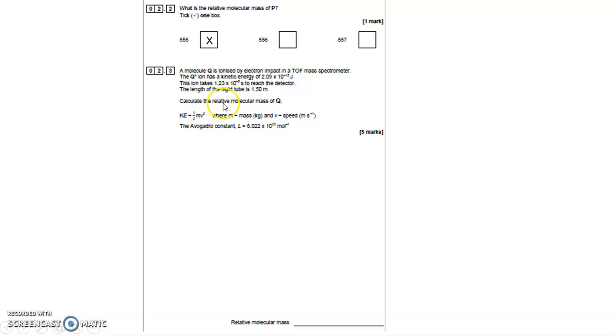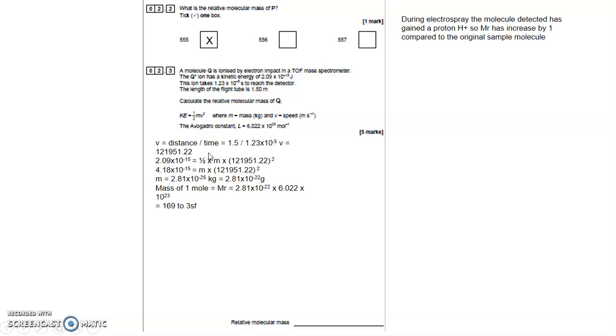V squared, well, velocity is another word for speed, so velocity is distance divided by time. We've got the distance, or the length of the tube, is 1.5. We've got the time taken to reach the detector, so therefore we can work out v, or the velocity, which equals 1.5 divided by 1.23 times 10 to the minus 5. That is 12195.12. It's a very high velocity, which is correct.